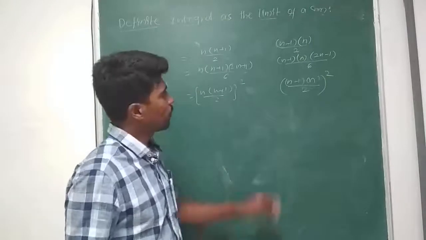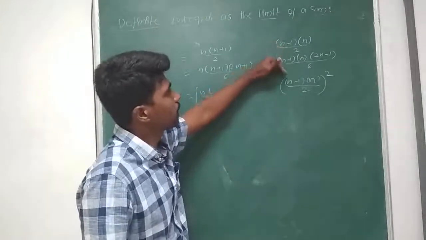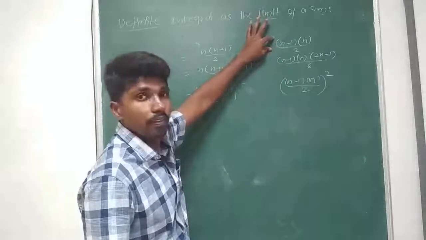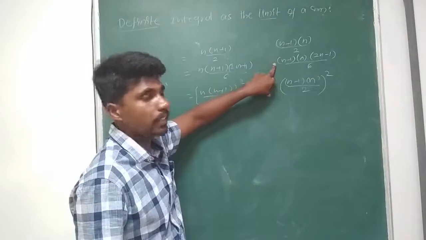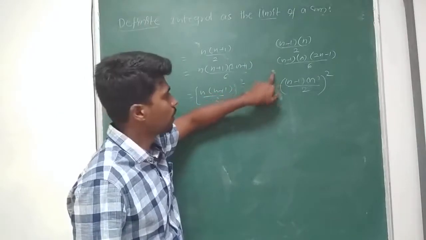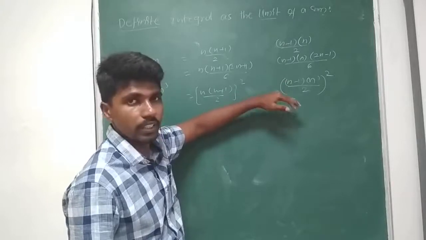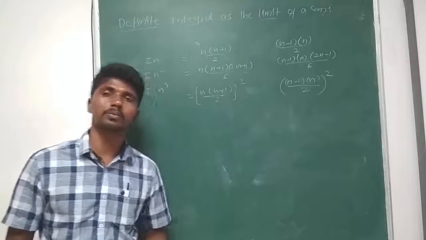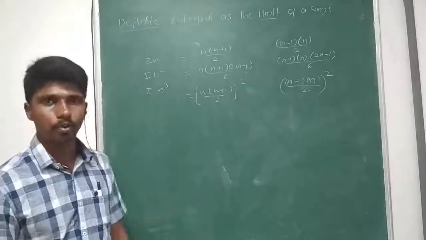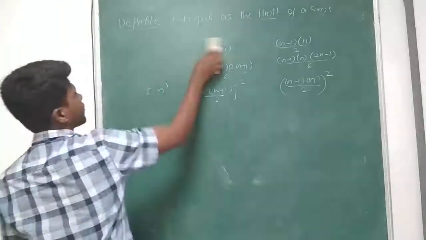So for what expressions did we get these? These expressions are nothing but the sum of the first n minus 1 natural numbers, the sum of squares of the first n minus 1 natural numbers, and the sum of cubes of the first n minus 1 natural numbers. The same way for AP and GP also: in place of n, if I substitute n minus 1, we get the sum. Okay, now the given question, integral a to b x dx.